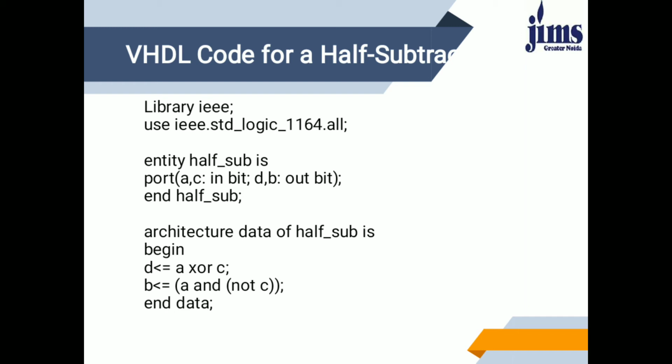As you know, the half subtractor is very easy if you understand the concept behind the half adder. Half adder is using A and B two inputs. Similarly, half subtractor will be using A and B inputs. Here I am using A and C inputs. Then outputs will be D and B. B is used for borrow and D is the difference. In this, 1 minus 1 is 0 and borrow is 0. 0 minus 1 is 1 with borrow 1, and so on.